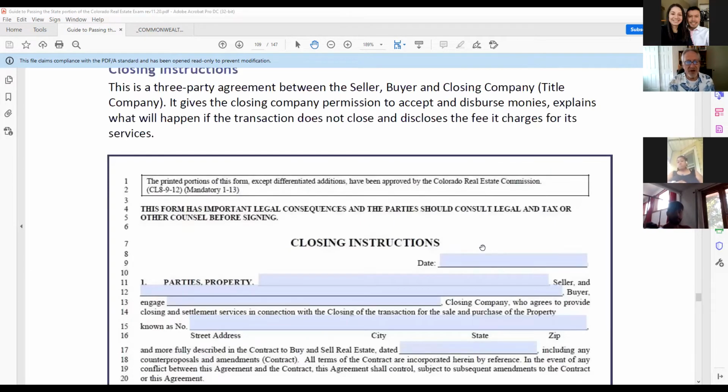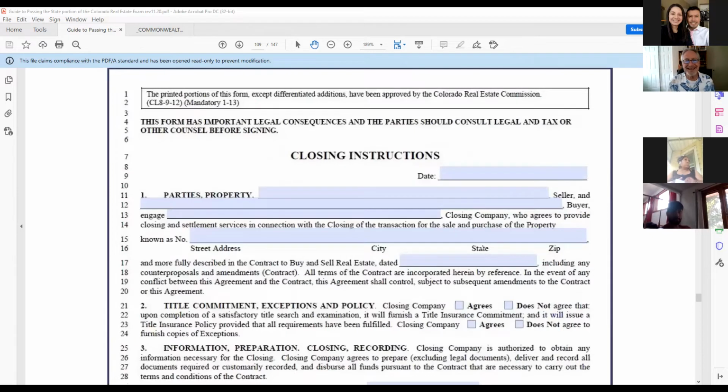Here's your closing instructions. Closing instructions are what we send over to the title company to assist us in the closing. Always remember, folks, in Colorado, the Real Estate Commission makes us, the broker, the responsible party for that closing and the accuracy of that closing. That's why you're required to do a closing.